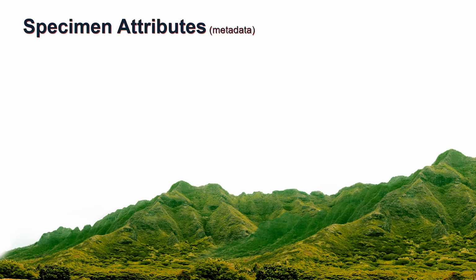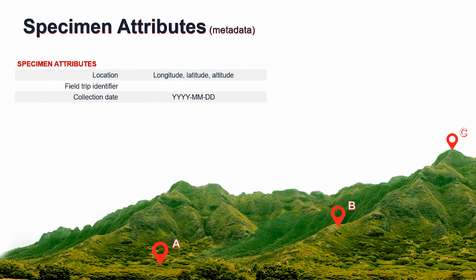So attributes can be similarly identified for maybe plant and geological specimens that you acquire in the field from locations A, B, and C, which are going to have their own unique combinations of longitudinal, latitudinal, and altitudinal data. Now, these samples will be collected on a specific field trip, which may have its own unique identifier, and collection occurs on a particular date.